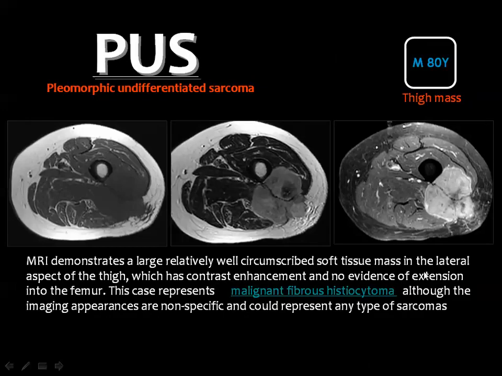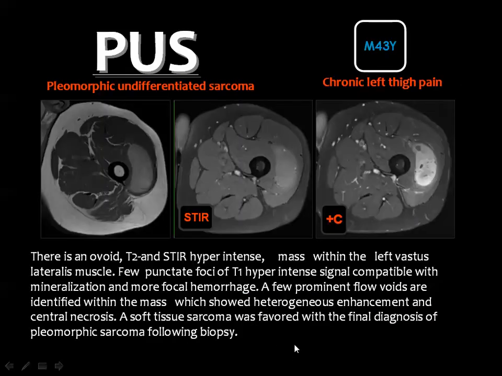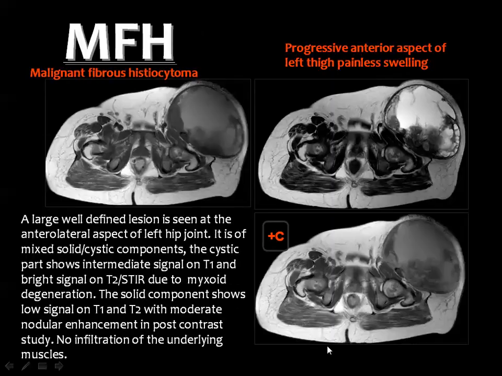Another example of pleomorphic undifferentiated sarcoma, low signal in T1, high signal in T2, and almost homogeneous contrast enhancement with invasion of the adjacent muscles. Another example, and this is T2, this is STIR, and this is T1 post contrast with fat suppression. And you see a lesion which is located inside the muscle group of the mid lateral aspect of the thigh, and you cannot have enough diagnostic criteria to say that this is a malignant one.